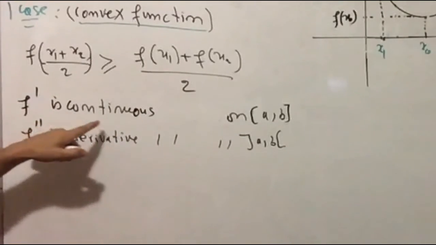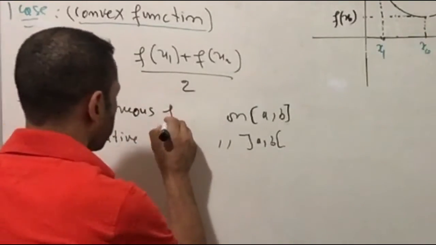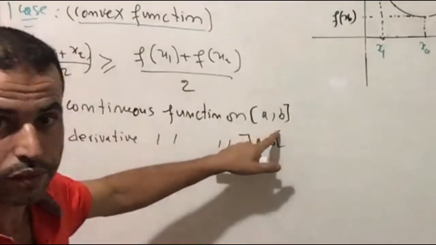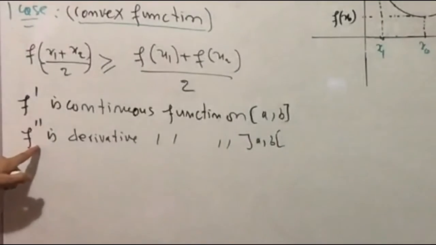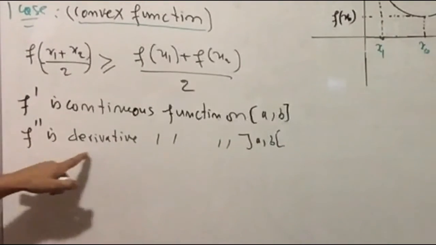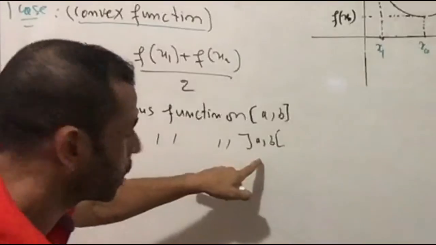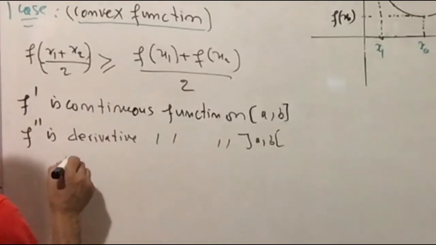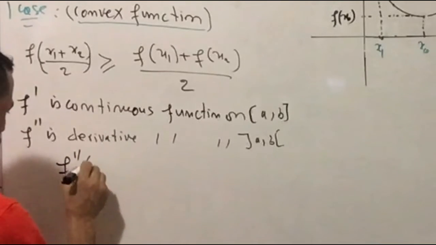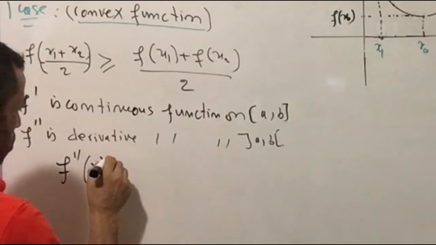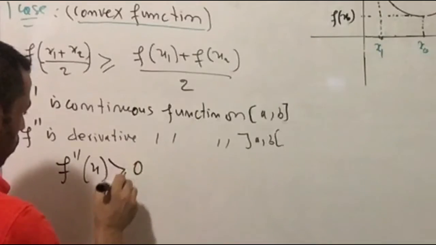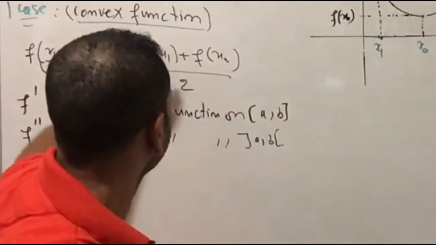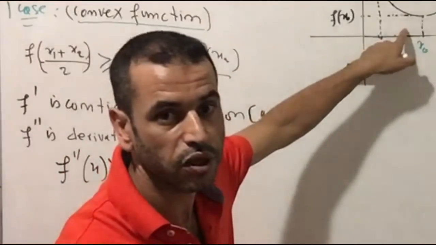So f prime is a continuous function on the closed interval [a, b]. The second derivative function is a derivative function on the open interval. So the condition: if the second derivative of f of x is superior or equal to 0, what does it mean? That means we have a convex function, as you see here.